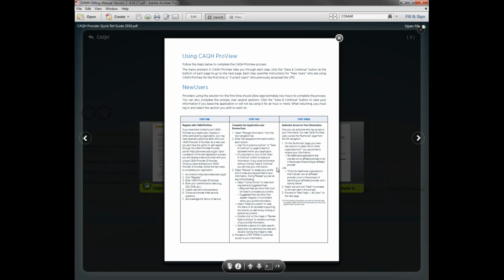And you see here, for new users, providers using this solution for the first time, that's the CAQH ProView, this should allow approximately 2 hours to complete the process. So it is relatively a lengthier process in order to make sure that it's completed thoroughly and comprehensively, and all the appropriate documents are uploaded into the portal.